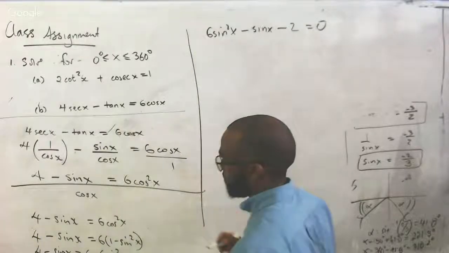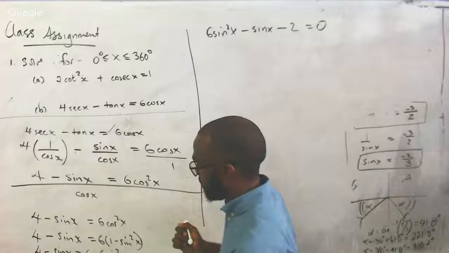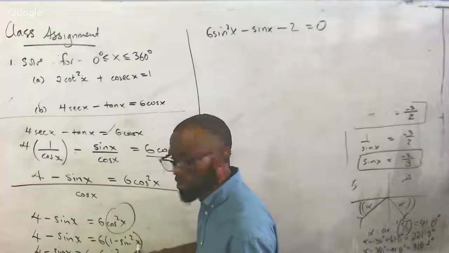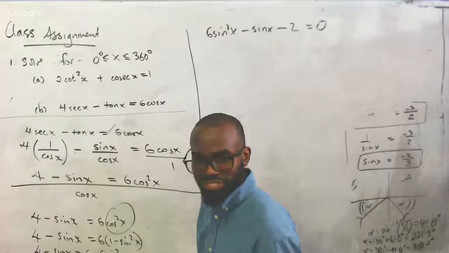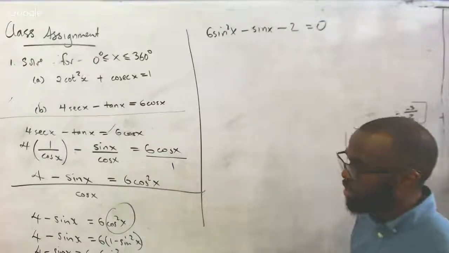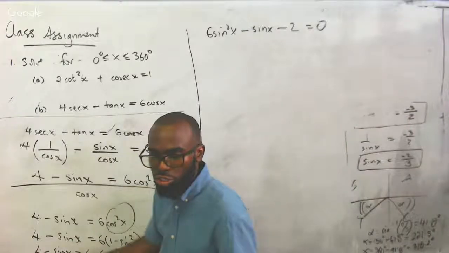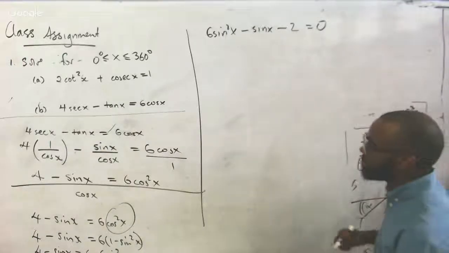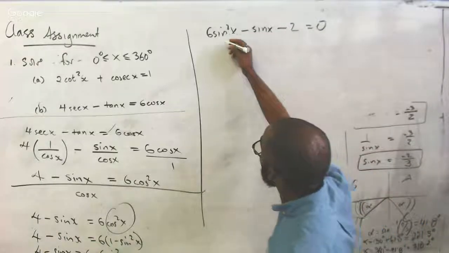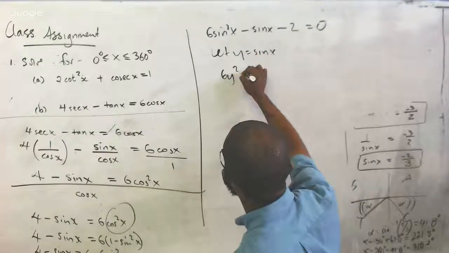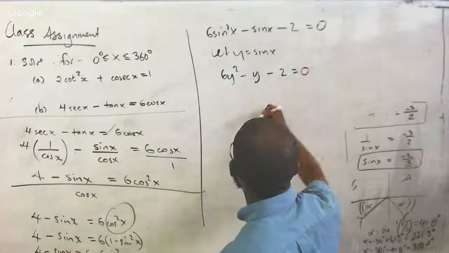Repeat that, the 6 turn? If you get the 6 out there, what is cosine squared in terms of sine? Is it 1 minus sine squared, from sine squared plus cosine squared equals 1? Yes? And remember the aim was, I am still trying to get one single trigonometric ratio in the equation. Right? Then I say let y equal the sine of x. So I get 6y squared minus y minus 2 equal to 0.